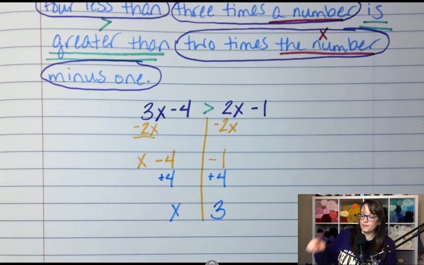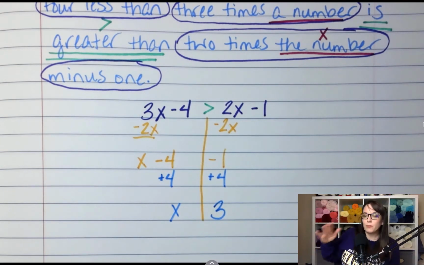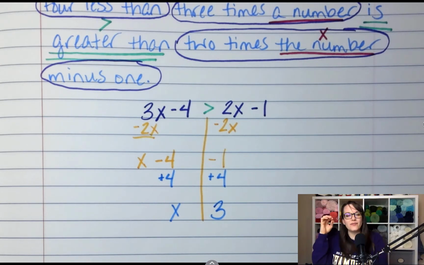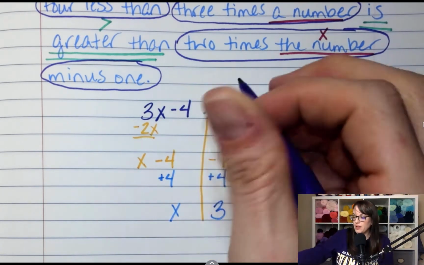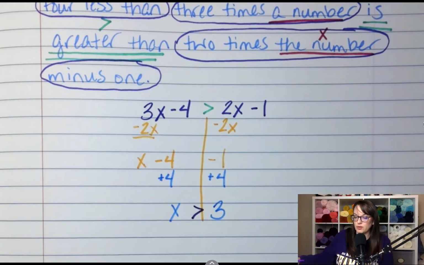Positive 3. Now, the last thing I need to do, I need to look over my work. At any point while I was solving, did I multiply or divide by a negative number on both sides? I did not. So I am going to keep the same inequality symbol.